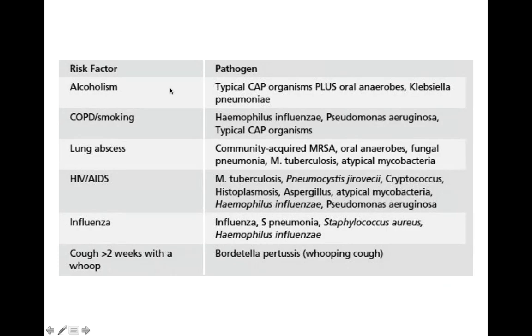So this is the further definition which I just told. Alcoholism: typical community acquired pneumonia organisms. COPD, smoking: Pseudomonas and H influenza. Lung abscess: generally oral anaerobes or community acquired. Just so you have an idea. HIV positive patient or influenza patient: pneumococcus and Staph aureus. Whooping cough patient has Bordetella pertussis. Just have an idea; the rest is given in the notes.